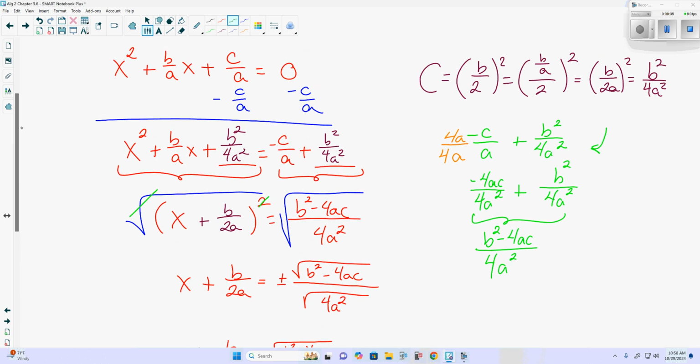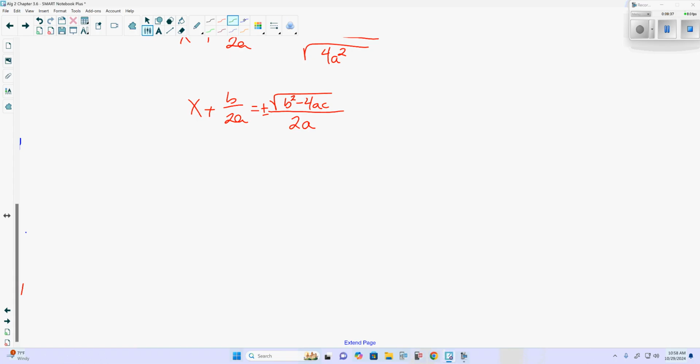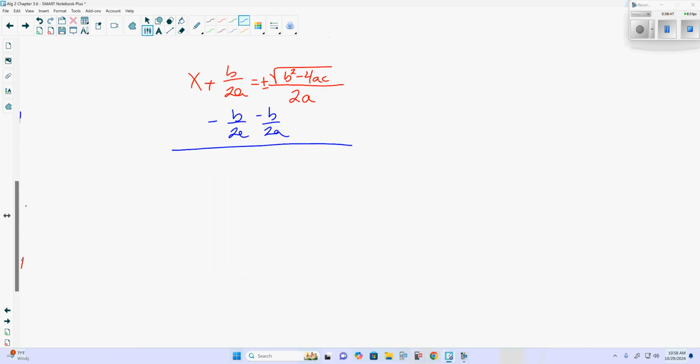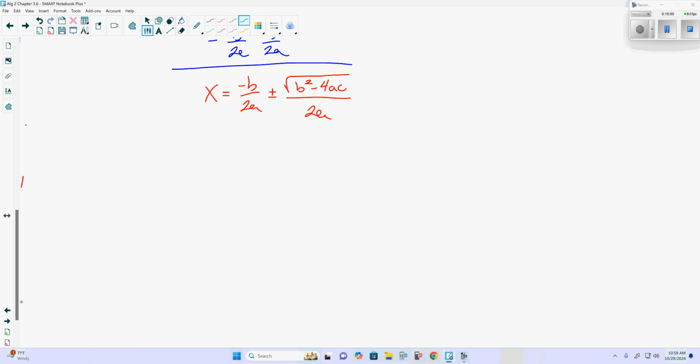Last but not least, reusing colors, that's fine. I'm going to subtract negative b over 2a from both sides. And what this tells me is that x is equal to negative b over 2a plus or minus the square root of b squared minus 4ac over 2a. Or, because the denominators are both 2a, we can make this a single expression.